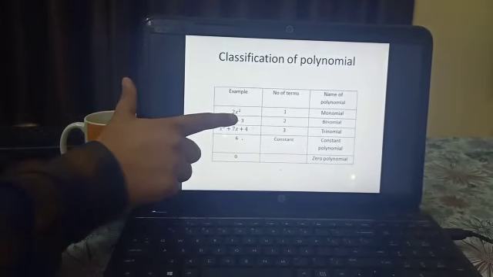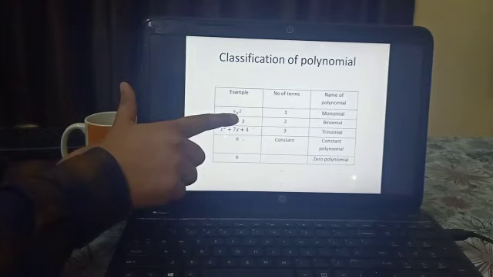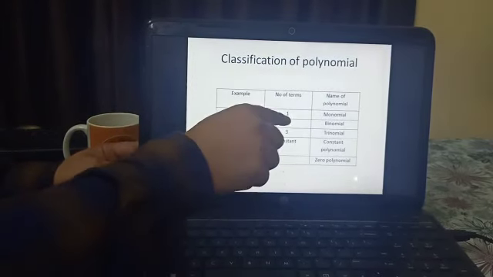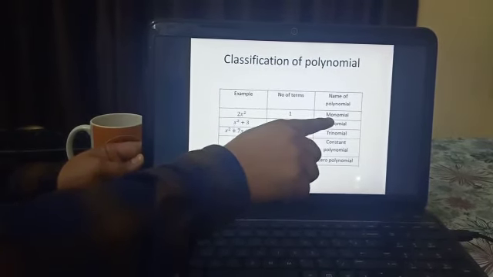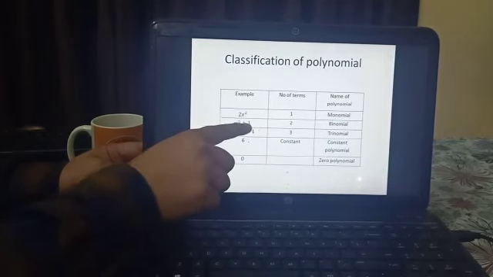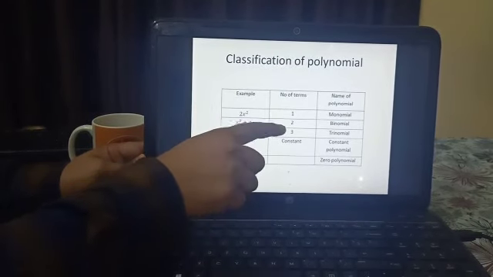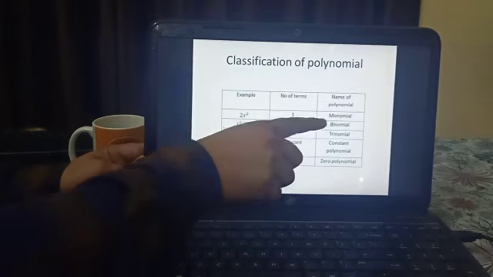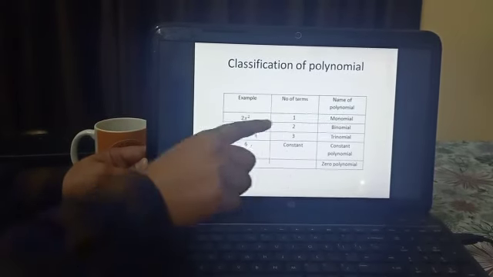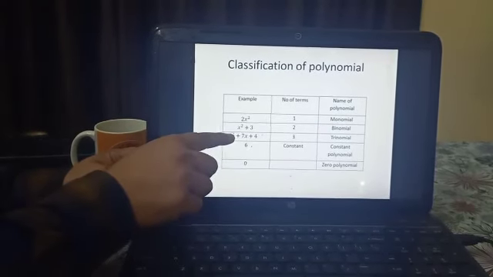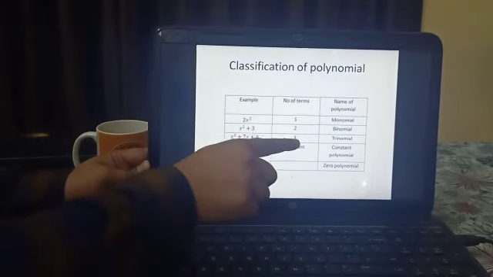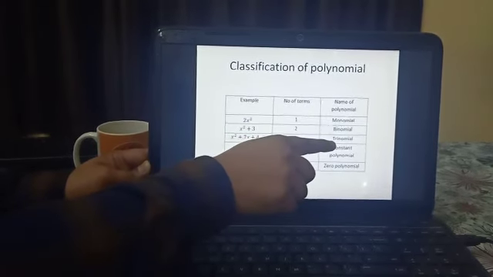As this polynomial consists of 1 term, how many terms are there? 1 term is there, so this polynomial is called a monomial. In the second example, how many terms are there? 2 terms are there. That's why this polynomial is named a binomial. In the third example, how many terms are there? 1, 2, 3. 3 terms are there. That's why this polynomial is called a trinomial.